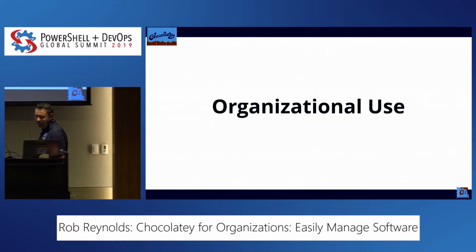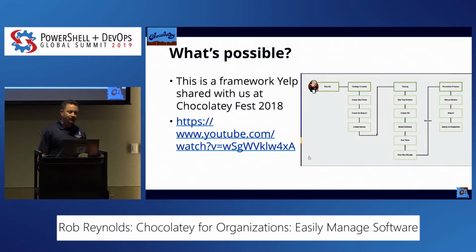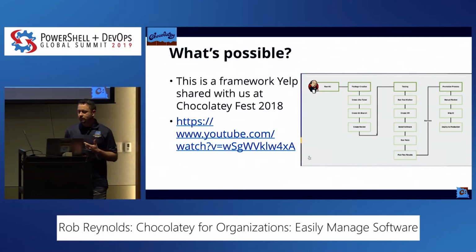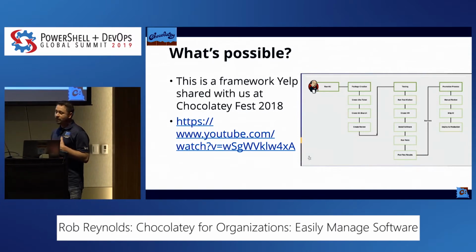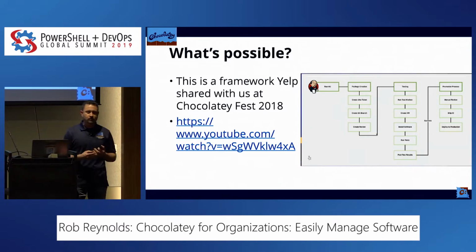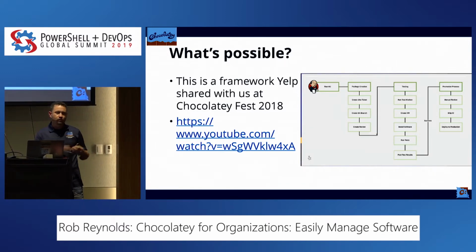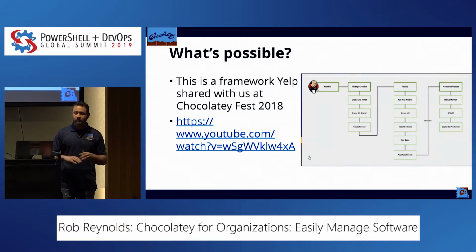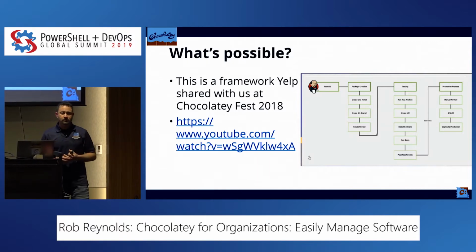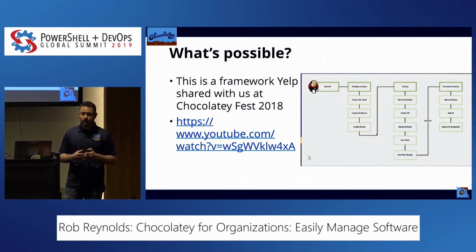So when we start thinking about organizational use of Chocolatey, the question is, what's possible? One of my favorite things to share with folks is a framework that Yelp has put together using Jenkins. When a new version of software comes out somewhere, anywhere on the internet, they have something called Automatic Updater. That's actually open source. That's what the community repository uses to make sure that packages get updated within 6 hours of that software coming out.